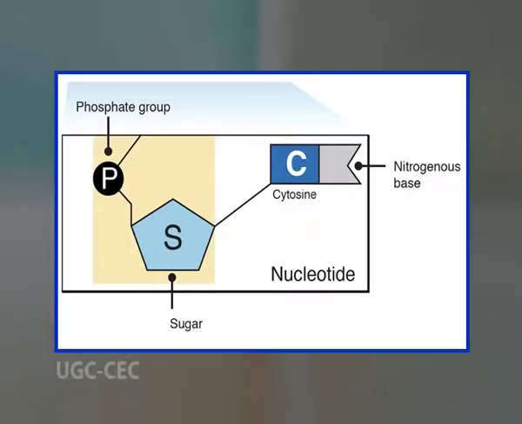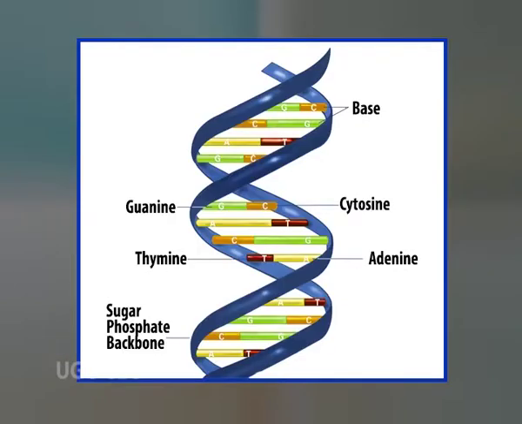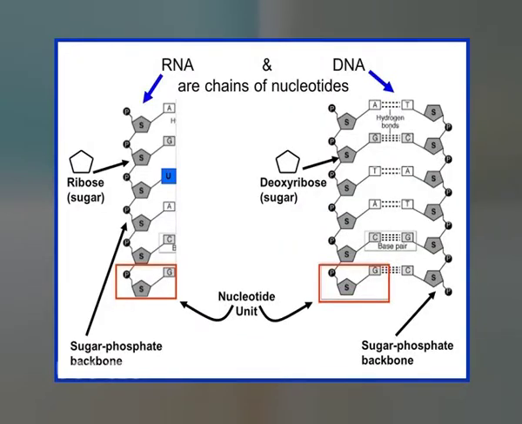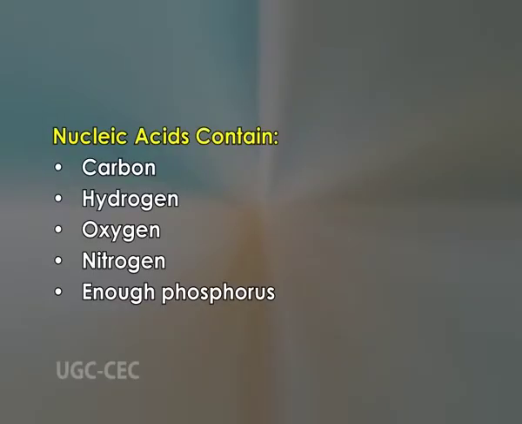Now let's discuss nucleotides. Nucleic acids are biopolymers of high molecular weight with a nucleotide as their repeating units. Nucleotides are the phosphate esters of nucleosides, and these are components of both RNA and DNA. RNA is made up of ribonucleotides, whereas the monomers of DNA are 2'-deoxyribonucleotides. As regards their elemental composition, the nucleic acids contain carbon, hydrogen, oxygen, nitrogen, and enough phosphorus.